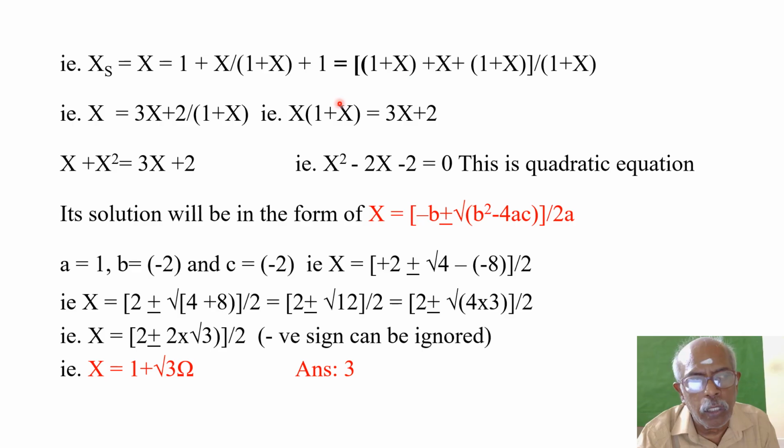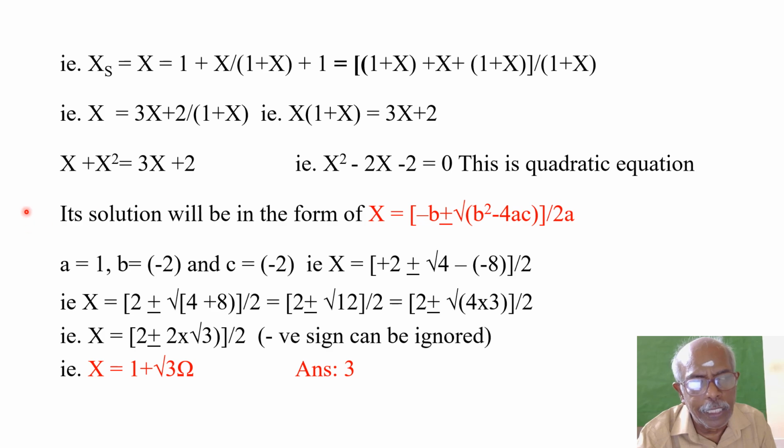1 plus 1, 2. X, another x, 3x. So 3x plus 2 divided by 1 plus x. You put this 1 plus x to the other side. X into 1 plus x. What is remaining here? 3x plus 2. Okay? So x into 1 plus x is equal to 3x plus 2. This is nothing but your algebraic equation, an equation in algebra.